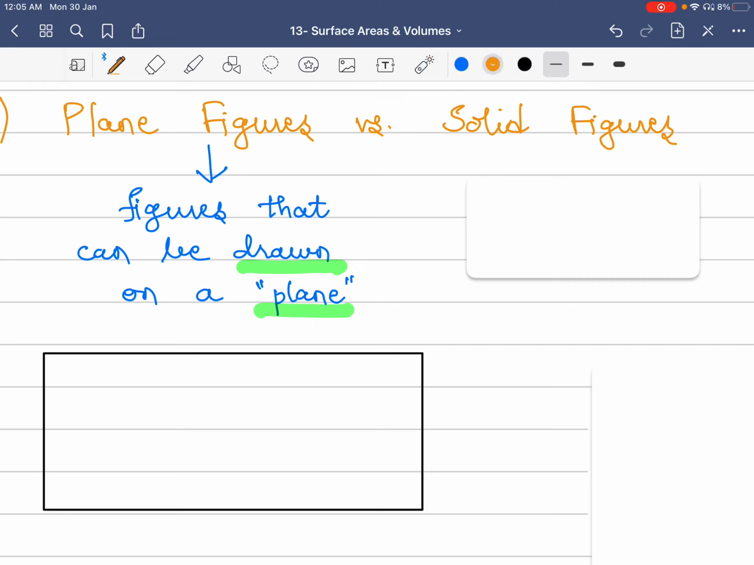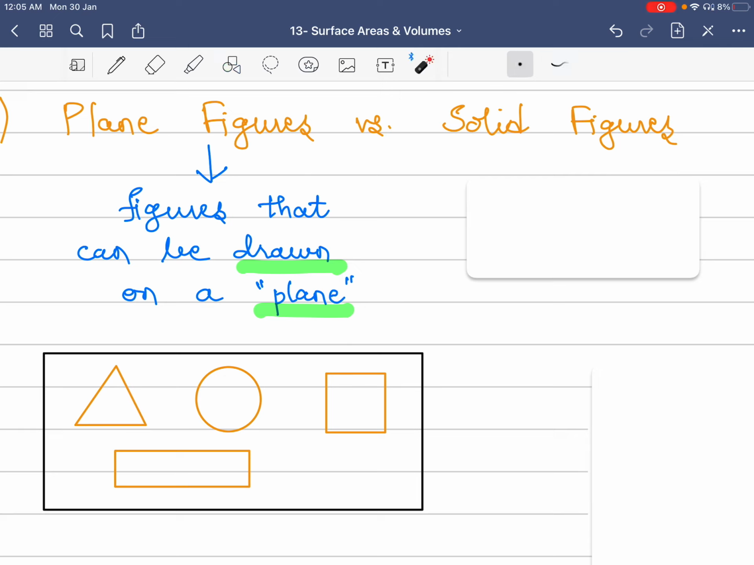So for example, you can draw a triangle. So this is a triangle. You can draw a circle. This is a circle. You can draw a square. So this is a square. And you can draw a rectangle. So this is a rectangle. So these figures, in fact, are the figures that we have seen so far in our discussions. We have seen areas of triangles. We have seen properties of circles. We have seen areas of parallelograms. So all these figures which can be drawn inside a plane are called plane figures.